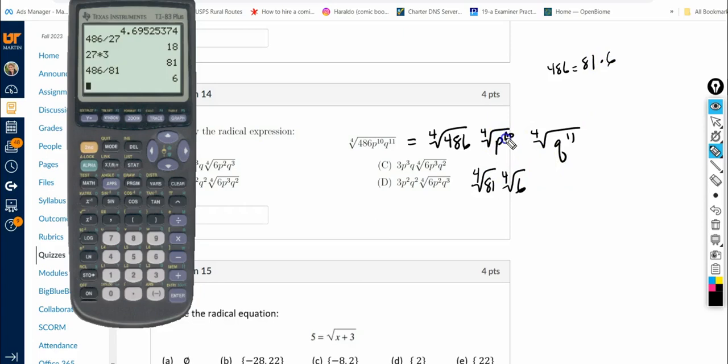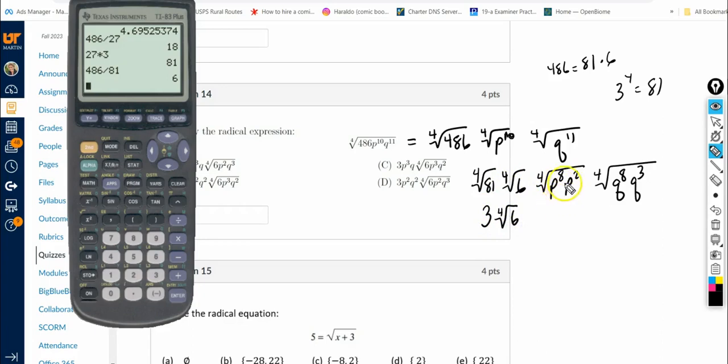Now, 10 is not a multiple of 4. So I might want to rewrite that as p to the 8th times p squared. And again, 11 is not a multiple of 4. So I might want to rewrite that as q to the 8th, because 8 is a multiple of 4, times q cubed. All right, 81 is 9 squared, but it's also 3 to the 4th. So the fourth root of 81 is 3. And the fourth root of 6, I can't do anything with that.